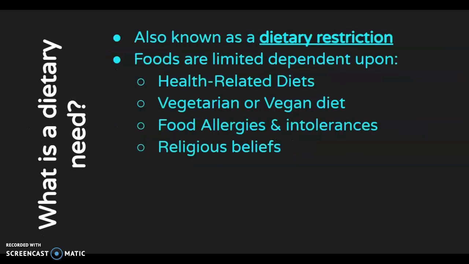So overall, what's a dietary need? A dietary need or restriction means that foods are limited dependent upon the person. So they might have a health-related diet, they might be a vegetarian or a vegan, they might have a food allergy or an intolerance, which means their body cannot digest something, or they might have a specific religious belief. So whatever the case may be, you need to plan for all of those, and you need to make sure that you're opening the lines of communication to make sure you understand how to meet the needs of those guests, or else if you plan something and then you get there and they can't eat it, the host is going to be mad because they're paying for food that no one's going to eat.